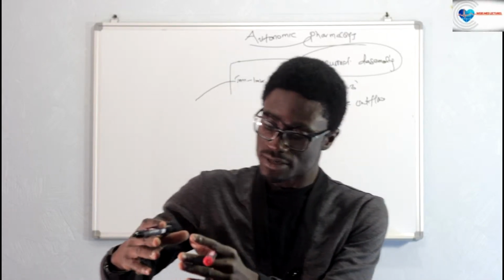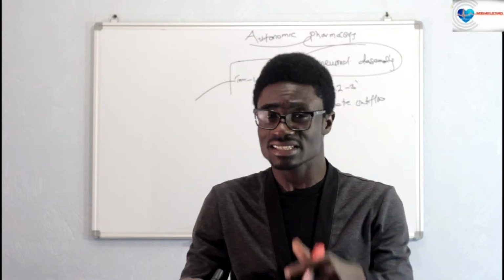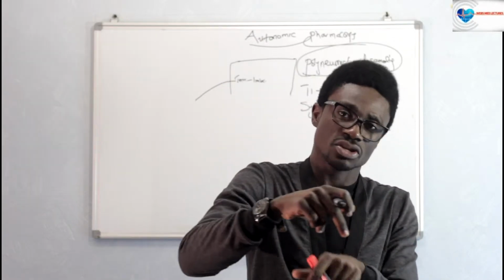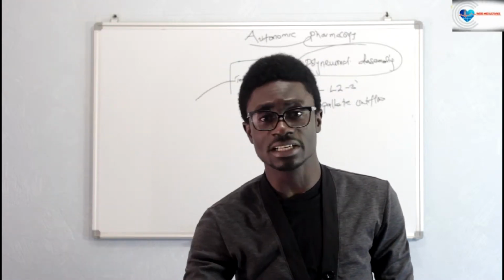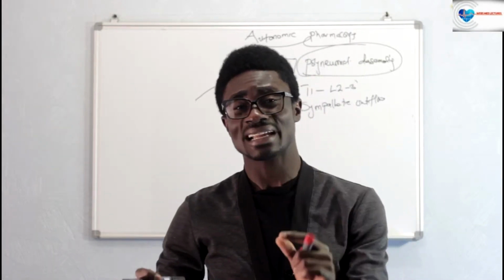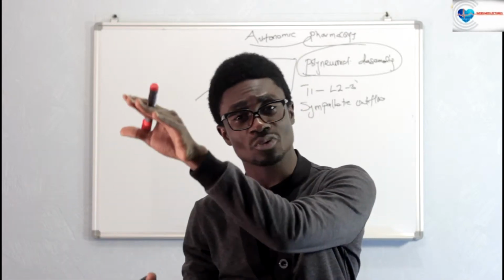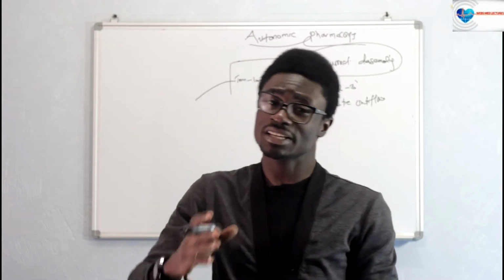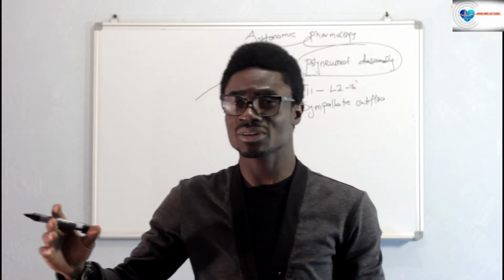So information coming from the descending pathway hits the cell body in the lateral horn. This information is then relayed through the preganglionic fibers. When it gets to the sympathetic ganglion, the preganglionic fibers release acetylcholine, and they stimulate the nicotinic receptors found in the sympathetic ganglion.